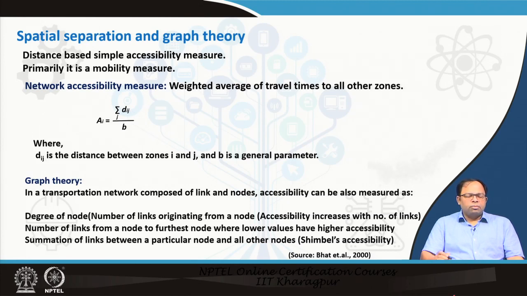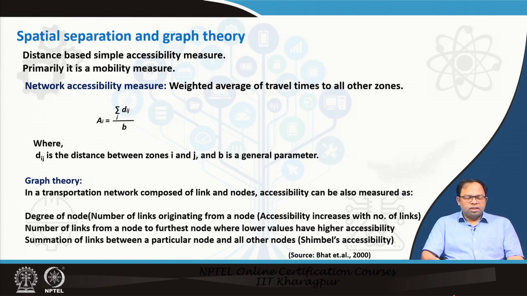from zone i to all zones j, divided by B, where Dij is the distance between zones i and j, and B is the general parameter. So this is the basic form of the network accessibility measure or the spatial separation measure, and this is closely related with graph theory. And in the last lecture we talked about the ways we can measure different kinds of centrality, and this is the same thing.